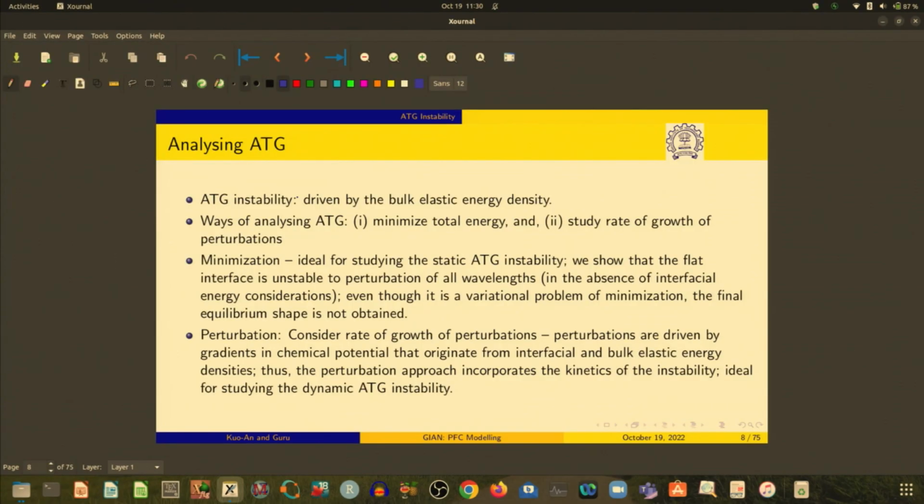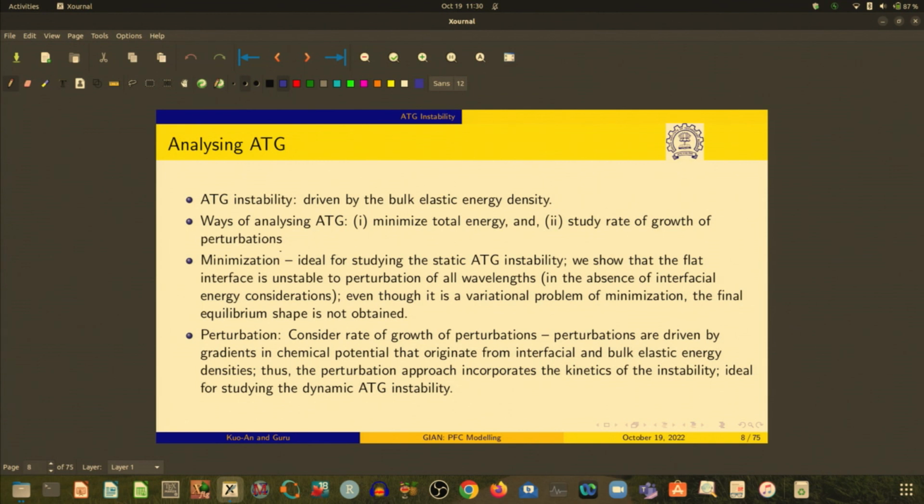Okay. So, ATG is an elastic stress driven instability, specifically it is a bulk elastic stress driven instability. In the case of thin films, for example, steps might have their own elastic interaction and so on. We are not talking about that, we are talking about the bulk energy that is stored in the film. There are two ways to analyze. Of course, you can minimize the total energy and look at what happens, or you can put a small perturbation and see how it grows.